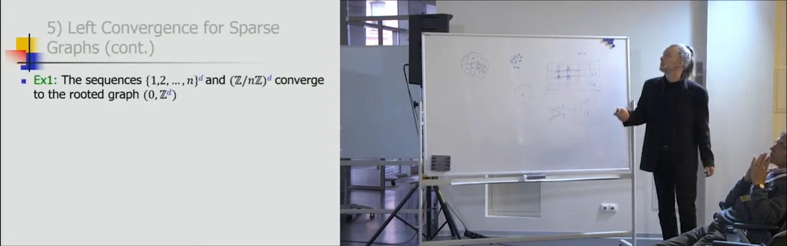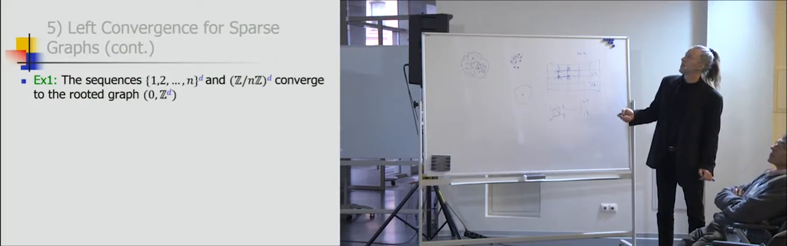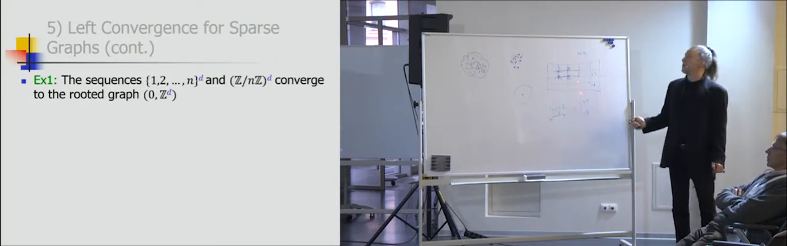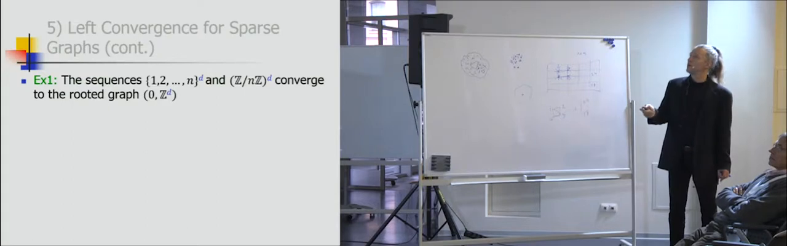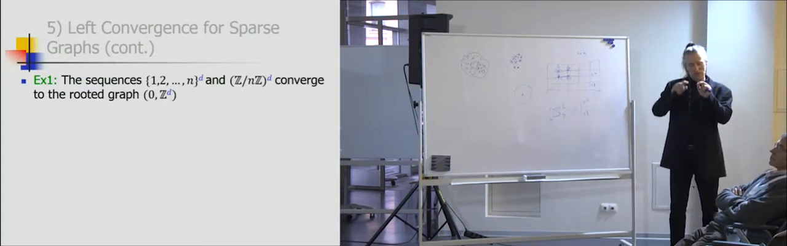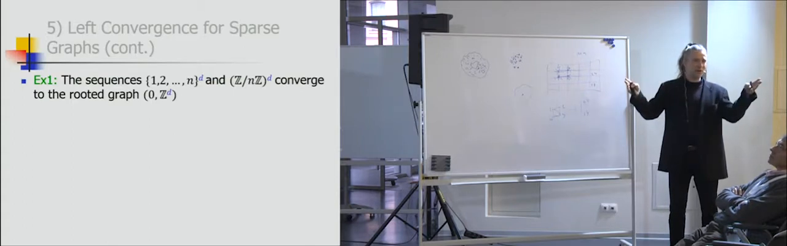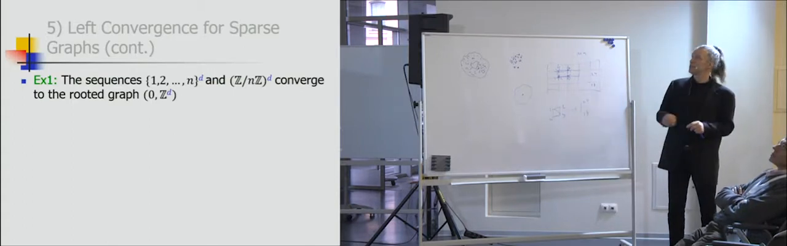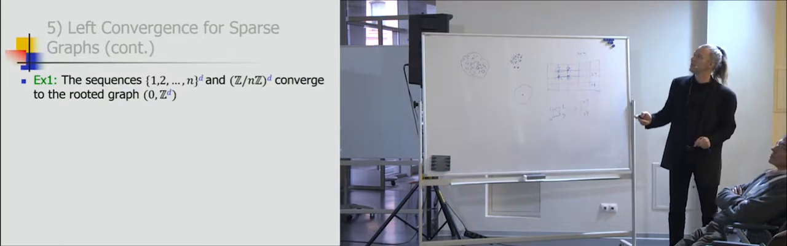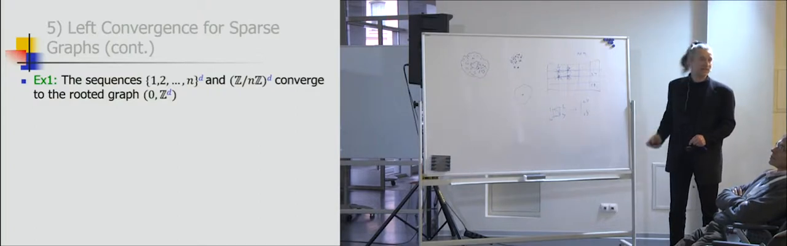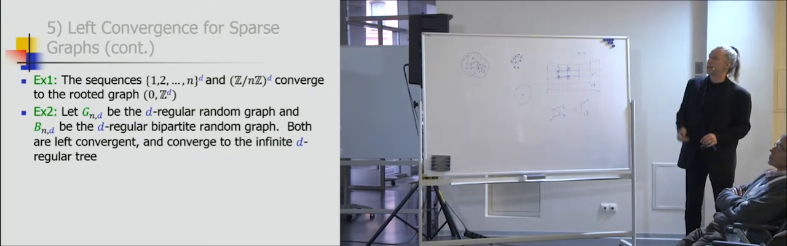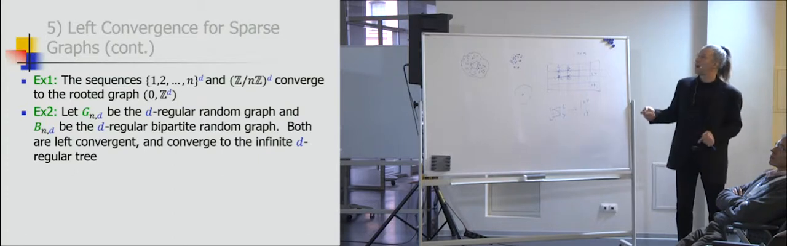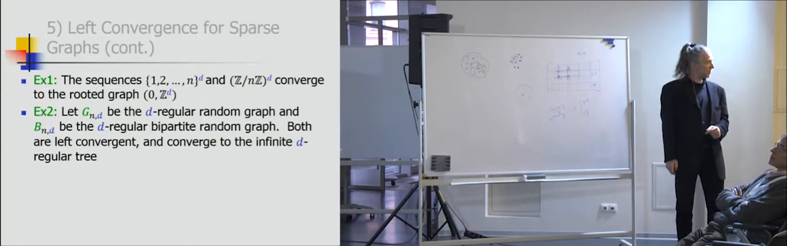So, an example. If we look at these boxes, n by n, or if I look at the torus, they both converge to the same rooted random graph, because I look at the origin. If I look at a finite horizon, I don't see whether the boundary is a torus or not. I will see just this root, which is 0, and then this infinite thing. Another example: let's take a d-regular random graph. Or I can take a d-regular bipartite random graph.